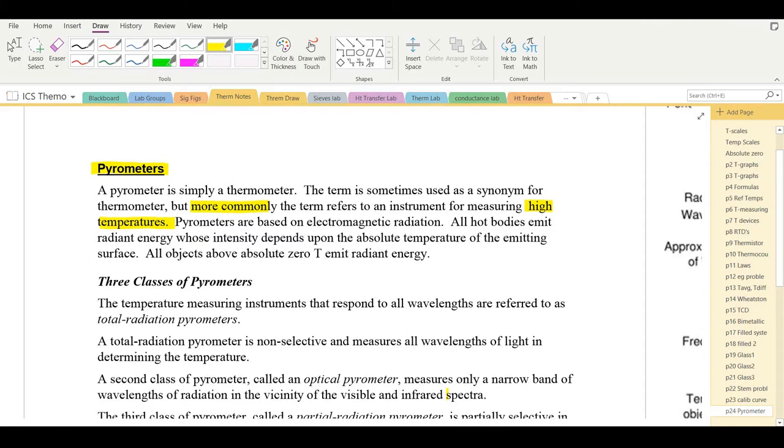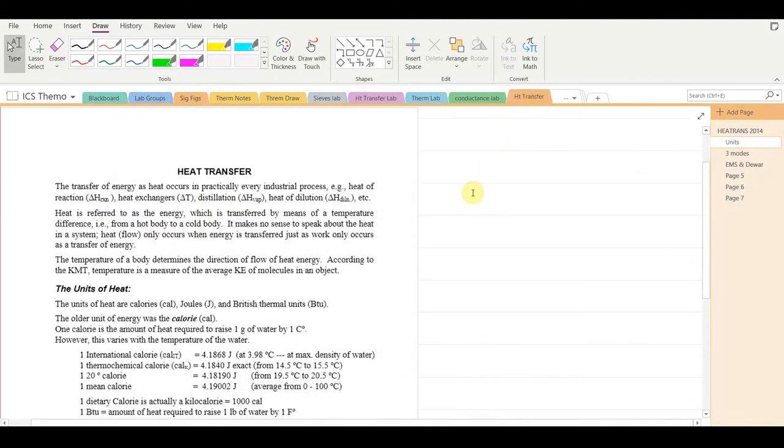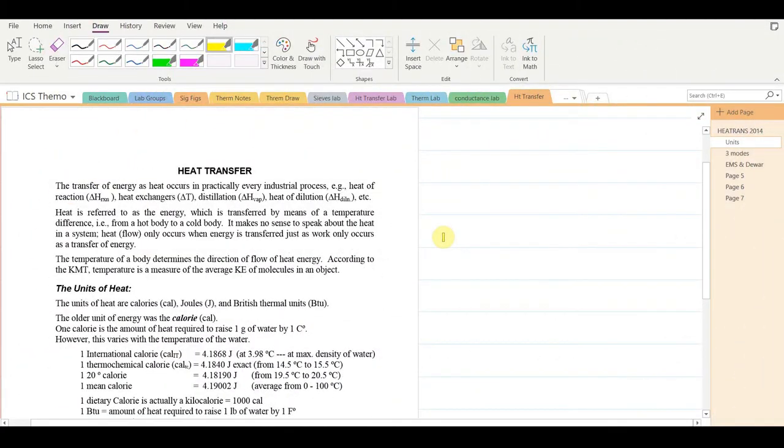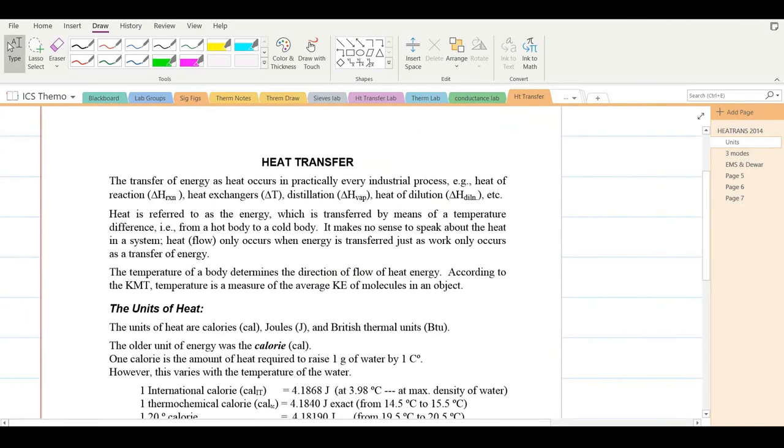Now there's a very short chapter, the next chapter on heat transfer in the notes, only a couple pages, and we need to look at that now to get a background on electromagnetic radiation. So if you switch to heat transfer, it starts on page 40. So on page 40, heat transfer.